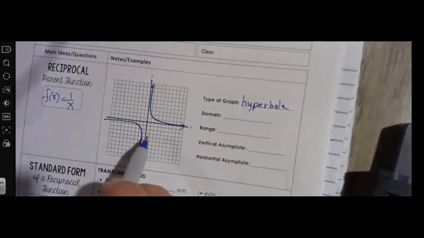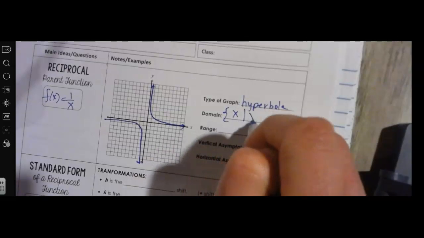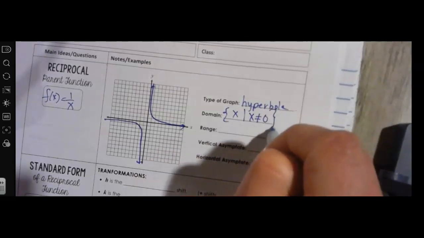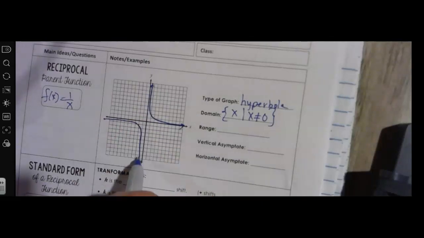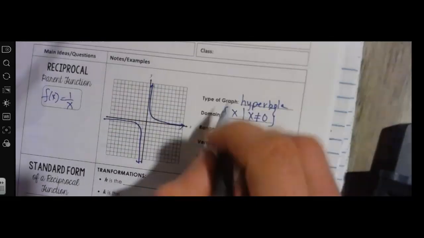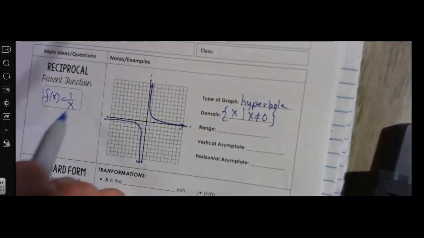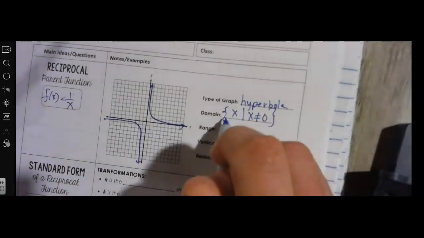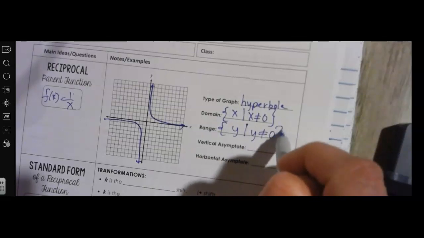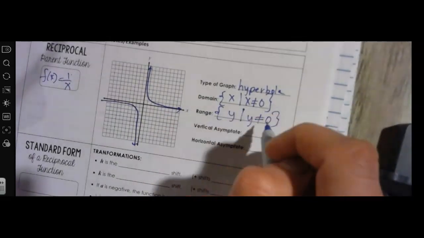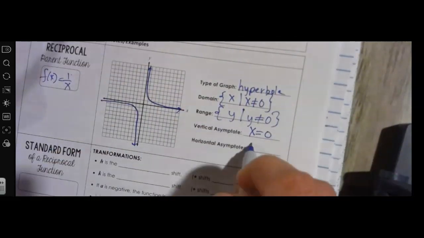And so what is our domain? Well, our domain is all x such that x does not equal 0. And our range, well, also y can't equal 0. So we have a horizontal asymptote and a vertical asymptote. For our range, we also cannot have 0 here because we have 1 in the numerator. We can't get 0 for this entire fraction. So our range is also y such that y cannot equal 0. So x and y both cannot equal 0. So our vertical asymptote is x equals 0, and our horizontal asymptote is y equals 0.